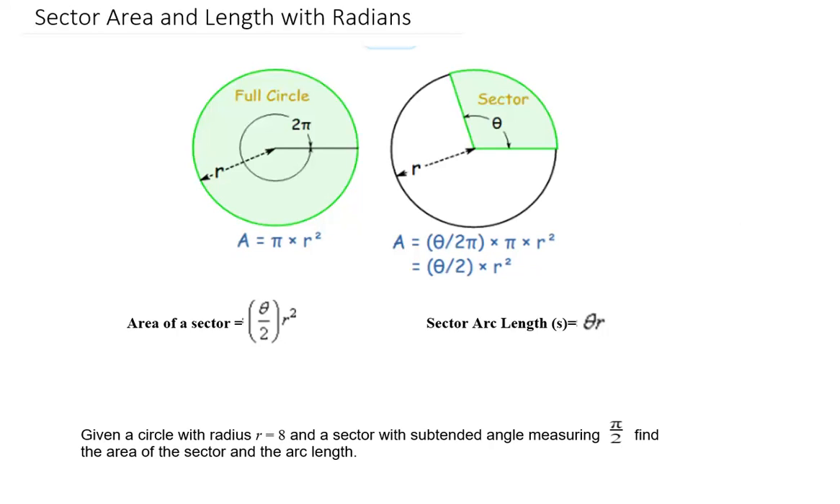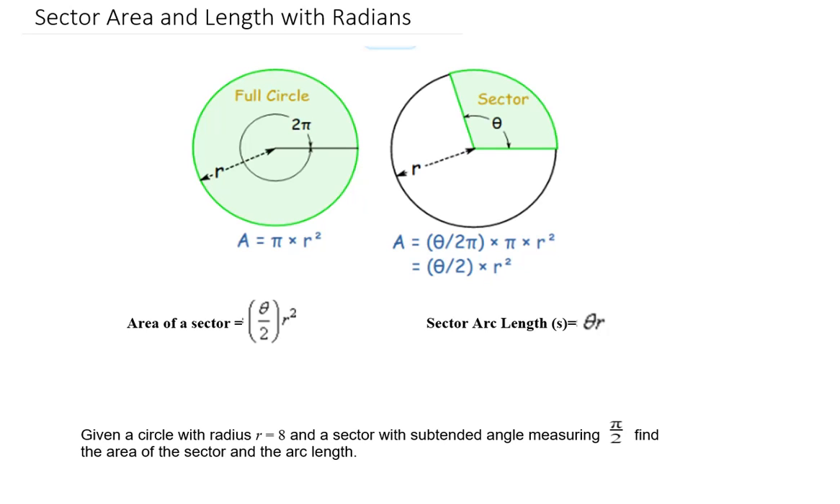Alright, now we're going to look at sector area and sector length with radians. Again, remember, radians is just another way to measure angles. We can either measure them in degrees or radians. Doesn't make the angles any different. It's just a different way to talk about it. It's like Celsius and Fahrenheit when you're talking about temperature.